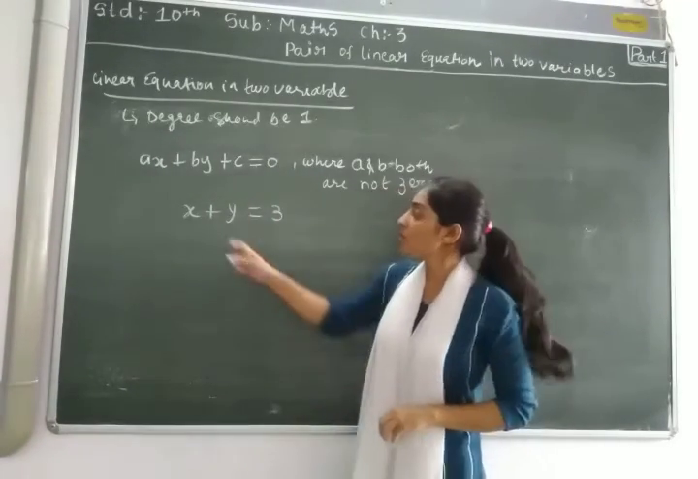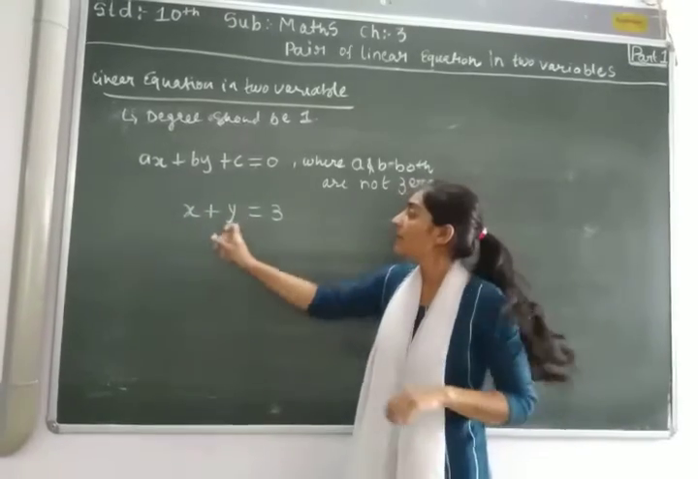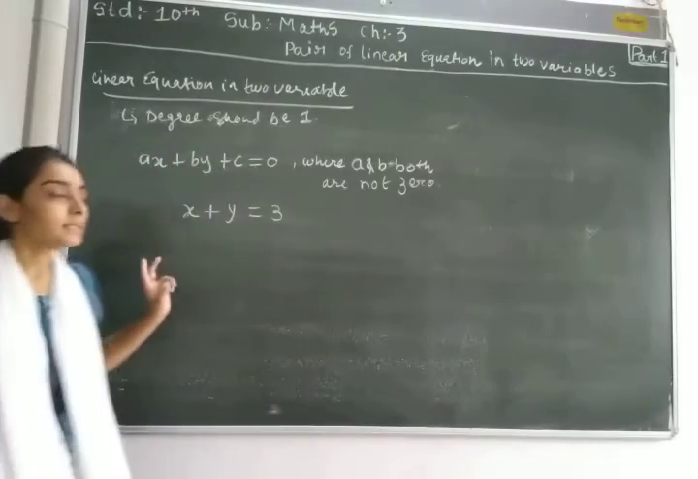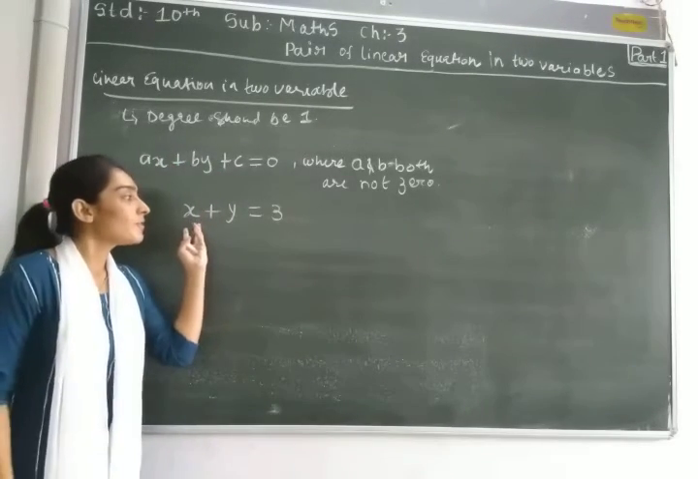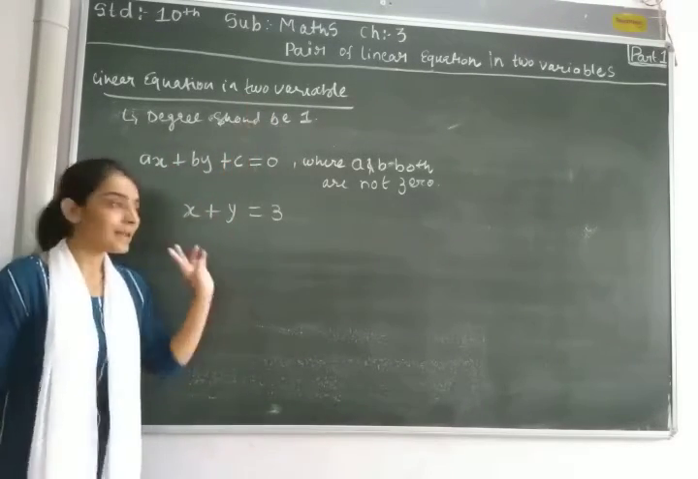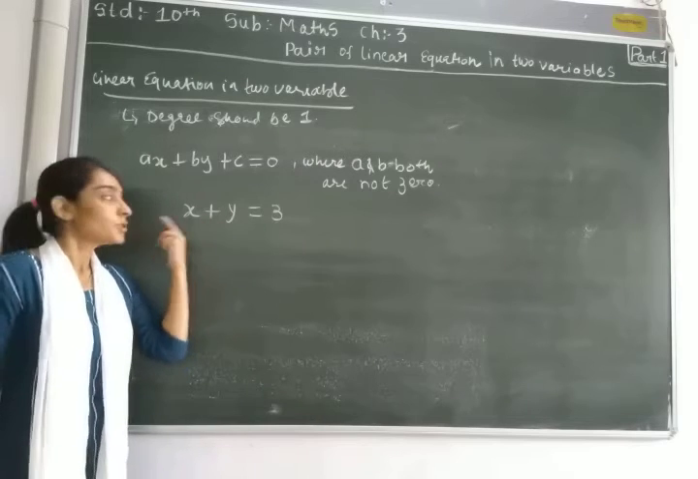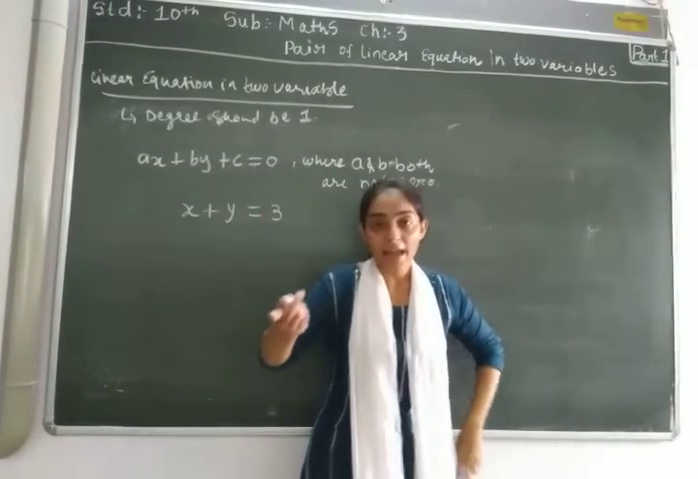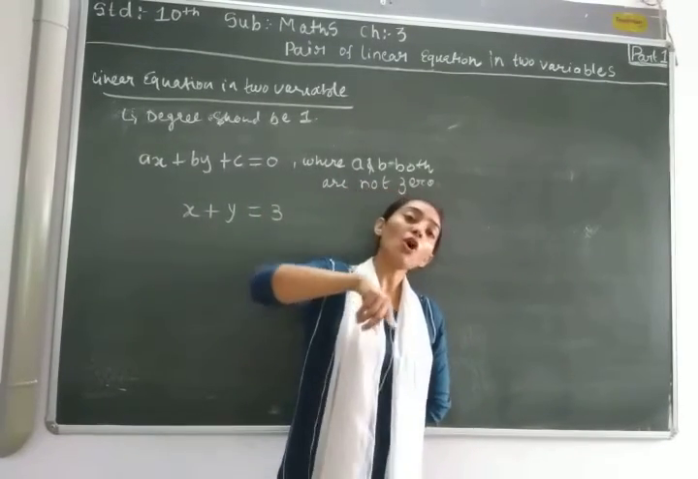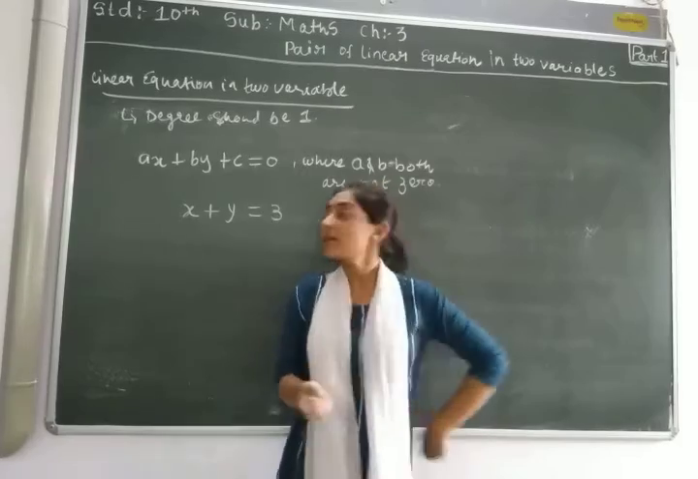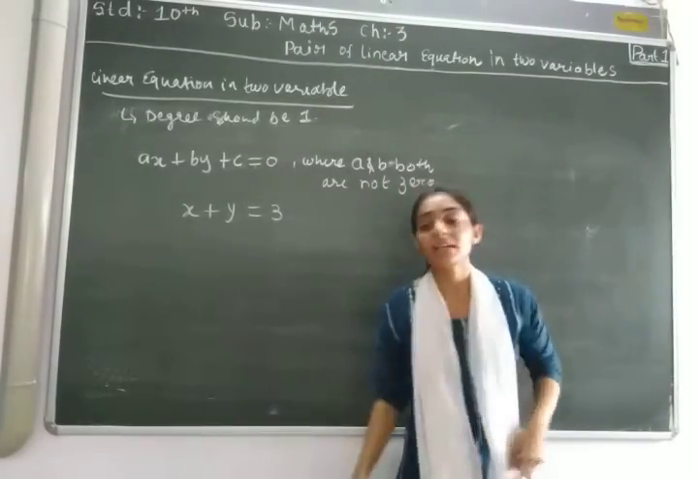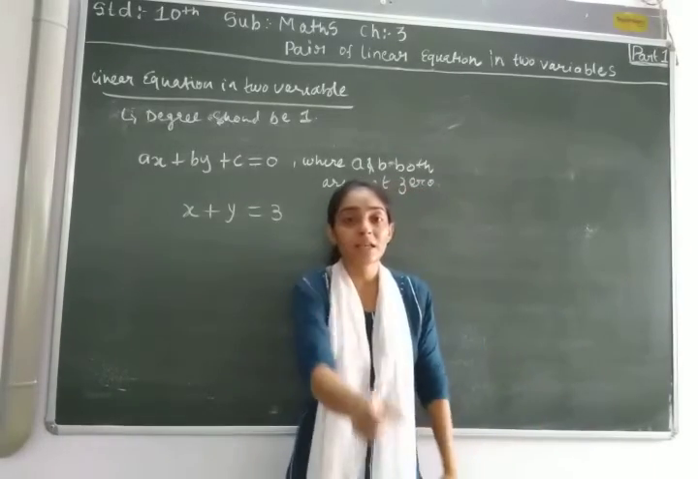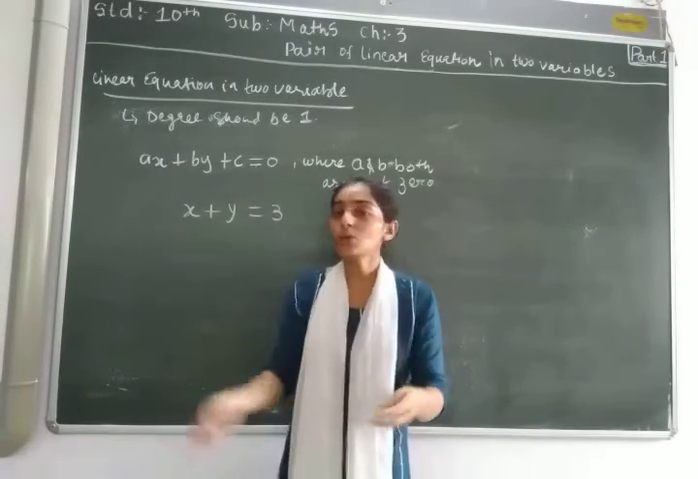So this is my linear equation. Why am I saying linear? Because the degree of x is 1 and the degree of y is 1. So this is my linear equation in two variables, the x variable and the y variable: x plus y equals 3. Can you find different values of x and y that satisfy this equation? It means when you put those values into this equation, it is satisfied.